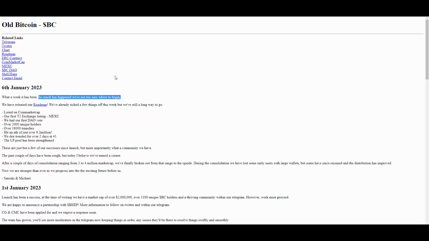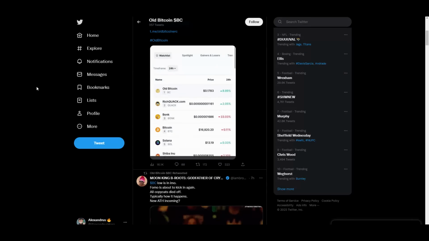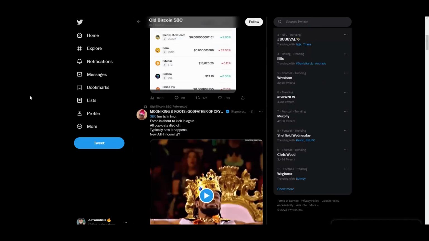So listed on CoinMarketCap, first tier 2 exchange listing, MXC, first DAO vote, over 2,000 holders, 18,000 transfers, all-time high of over 9.2 mil, DEX trended for over 2 days at number 1, which is absolutely bananas, LP pool strengthened, and many, many more. So, social media wise, they are pretty active on their Twitter, guys, and you can see some of their great achievements here.